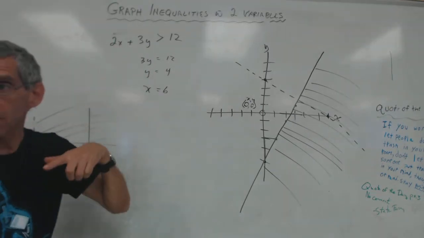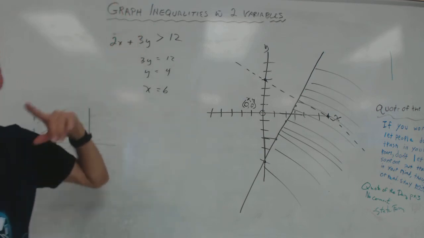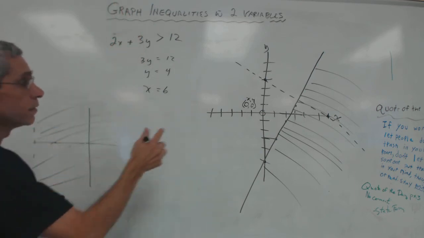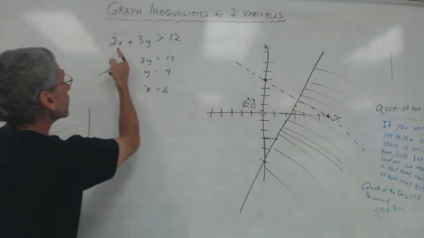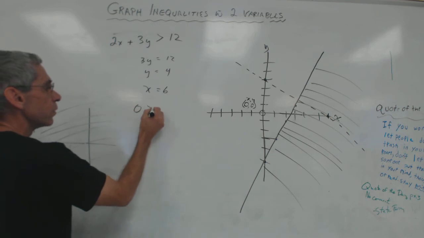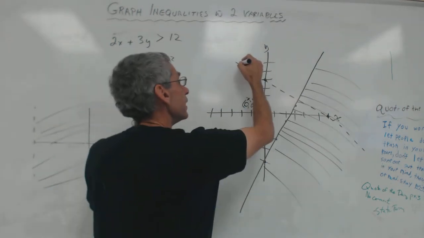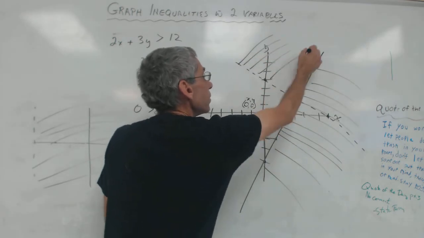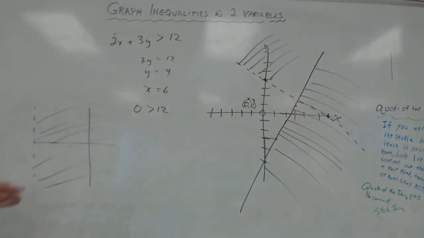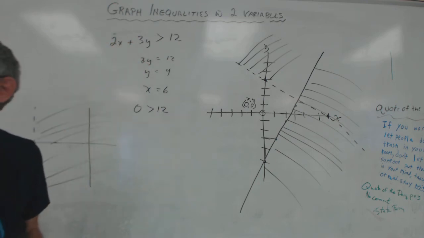Now, using your method, you think, oh, it's got to be up. Maybe it is, but it won't always be. We'll see. So we're going to use 0, 0 again. 0 plus 0 is greater than 12. Is that true? Is 0 greater than 12? No. Therefore, this is not a solution. In this case, it is up. Yay. But sometimes it won't be. Like if I had made that minus 3y, it wouldn't have been up. It would have been down.